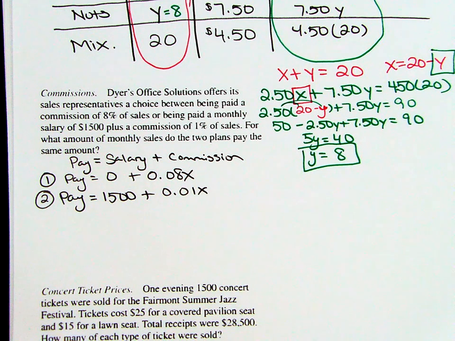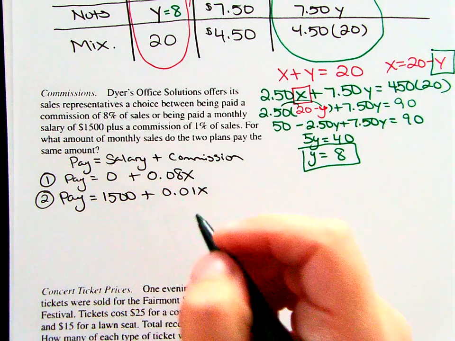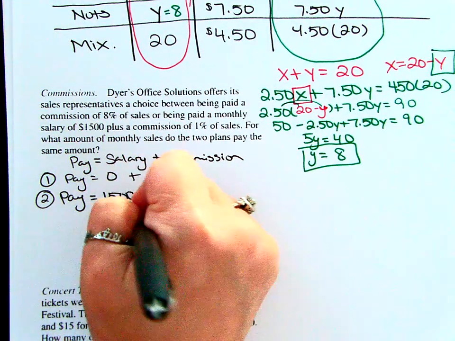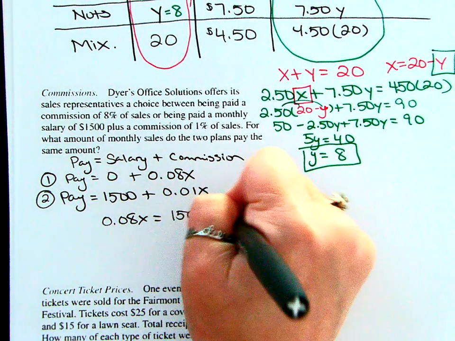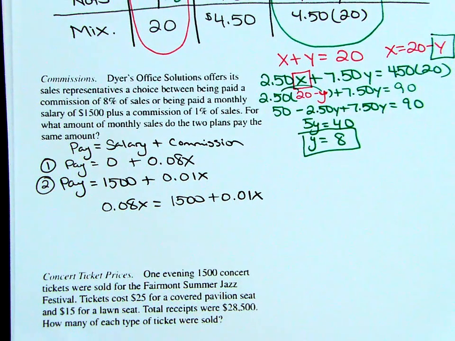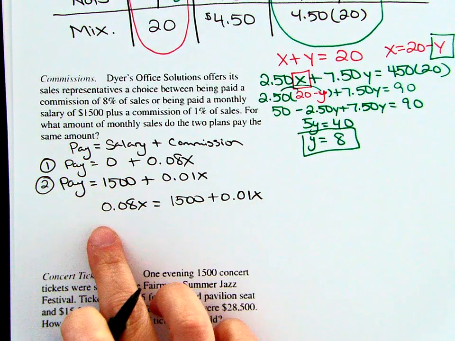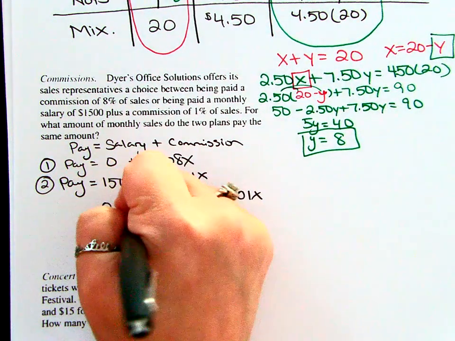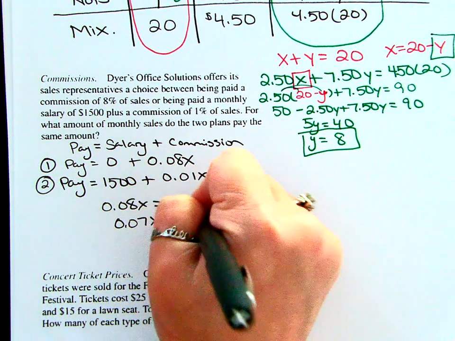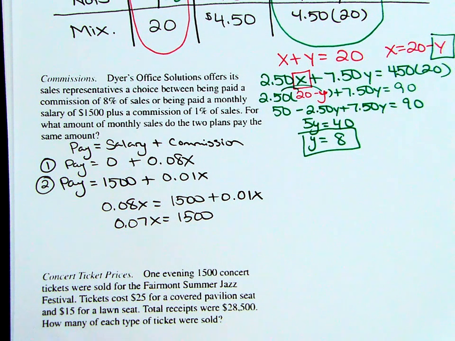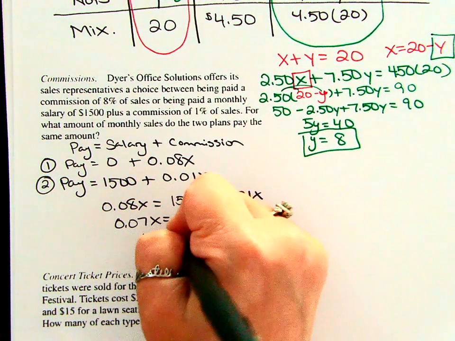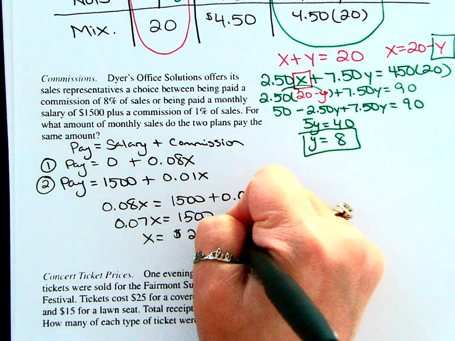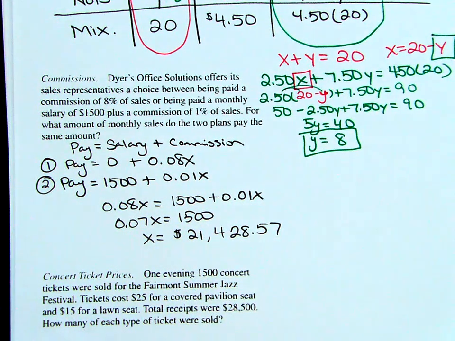We'll have 0.08x equals 1,500 plus 0.01x. And we're going to solve. I'm going to subtract that penny x over. I would divide both sides by that 0.07 and find that x is $21,428.57. So whoever sells at least $21,428.57, then the salaries pay the exact same amount.